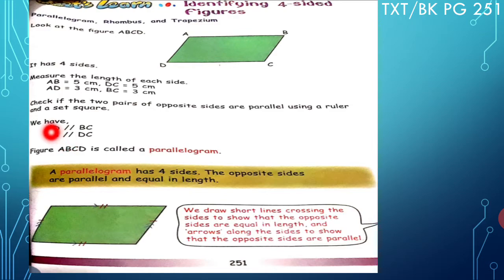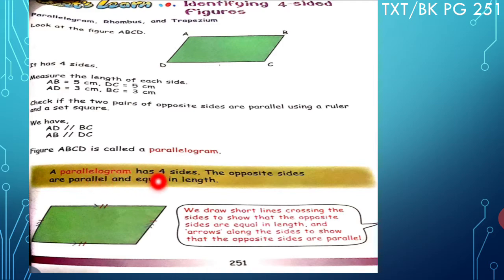Okay, after measuring, we will come to know that AD is parallel to BC. You can see AD is very much parallel to BC. Similarly, AB is parallel to DC. It means that opposite sides are parallel in this figure. Figure ABCD is a parallelogram. Hence, we will conclude that this figure is a parallelogram.